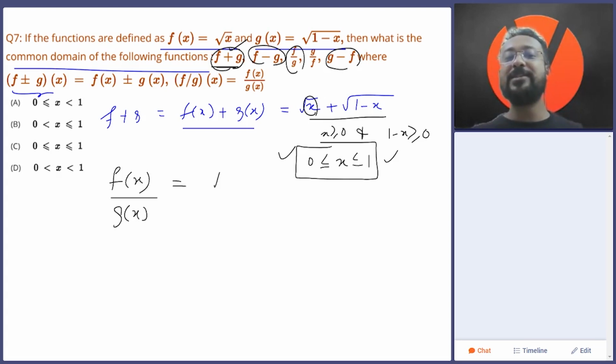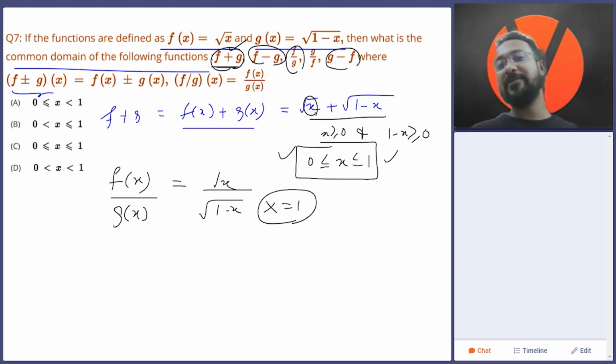If I put f(x) by g(x), do you see root x by root of 1 minus x? This time x equal to 1 will create a problem. Yes or no? It will become undefined. Means, sir, we cannot have x equal to 1 in the domain, because they are talking about the common domain for all these functions. So f by g or g by f, both cases.